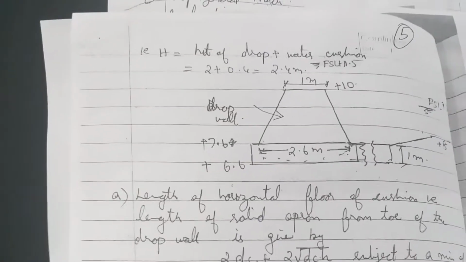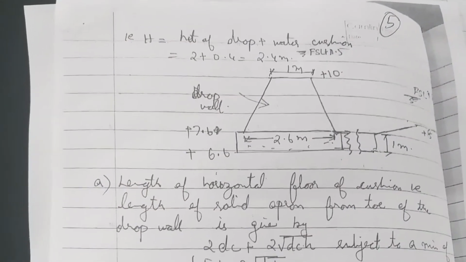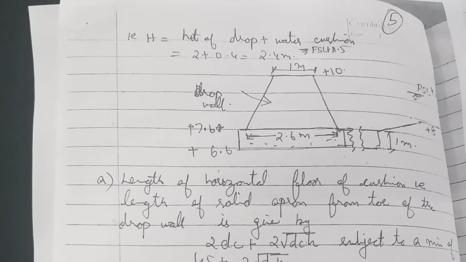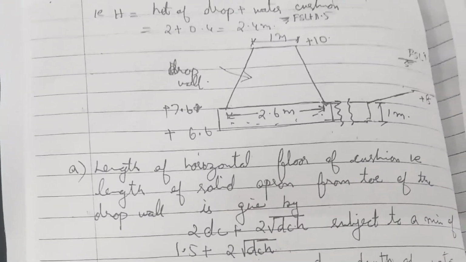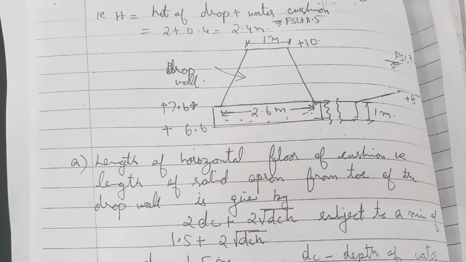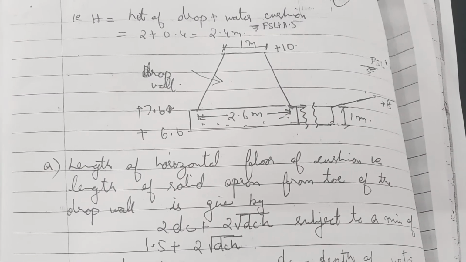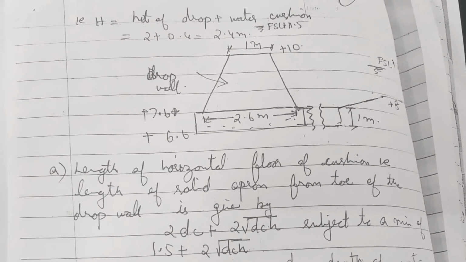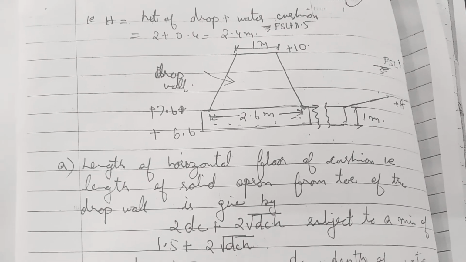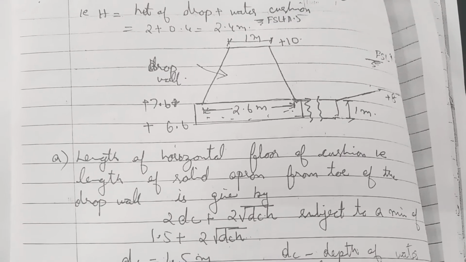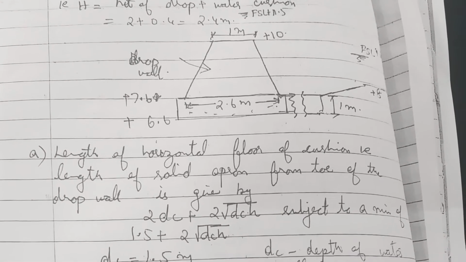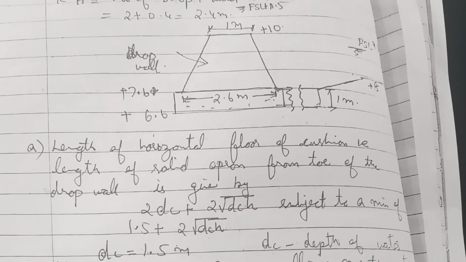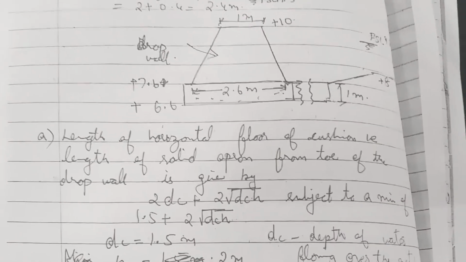That is, capital H is equal to height of drop plus water cushion, that is equal to 2 plus 0.4, that is equal to 2.4. So the figure shows the height of the drop wall. The size of the drop wall, that is thickness of the drop wall at top, is equal to 1 meter, and height of the drop wall is equal to 2.4. That is, the level at the sill level is plus 10 and the level at the bottom is plus 7.6. Now the water cushion provided is 0.4. The bottom level at the downstream is plus 8, so that we get a canal drop of 2 meter.